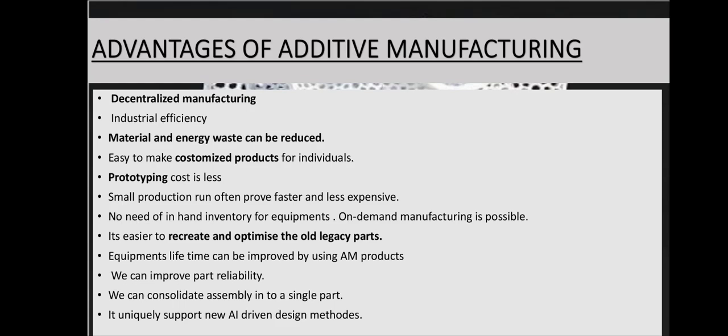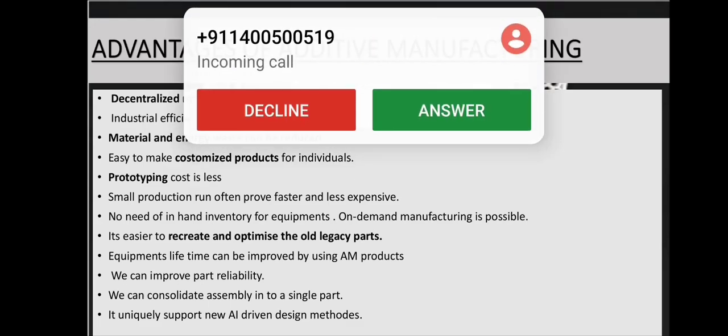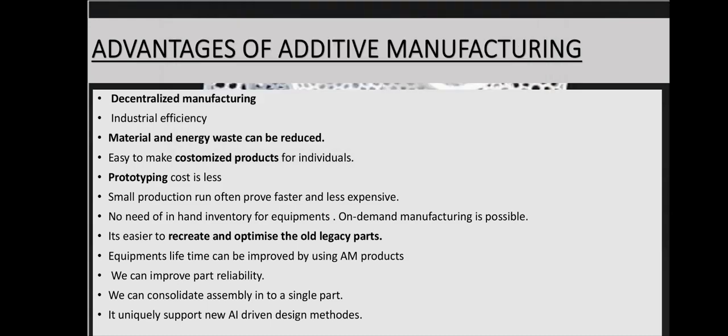If someone has an old model car or old model equipment, then it is really difficult to get the spare part in the market. So they can print that part on the 3D printer, and then replace it. That's how they can restore their old legacy.